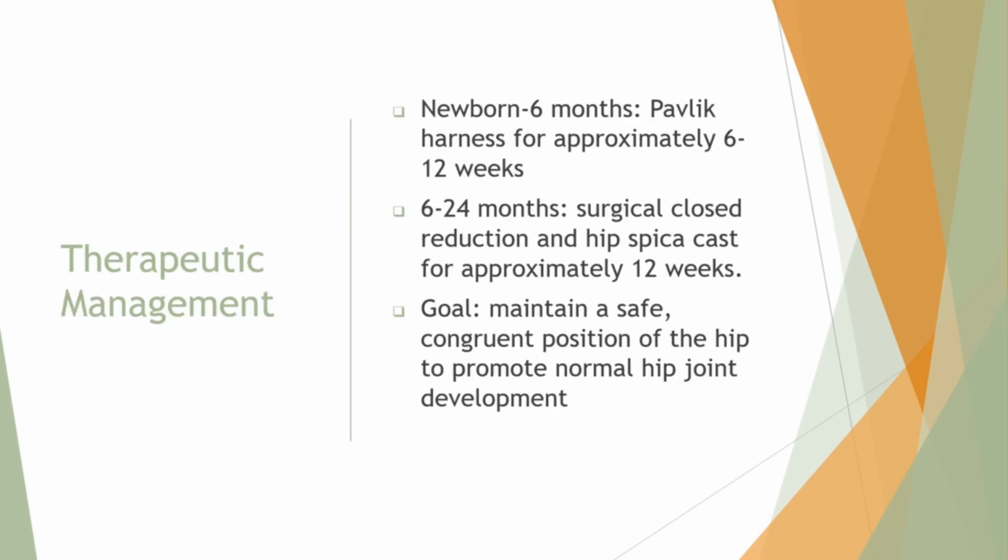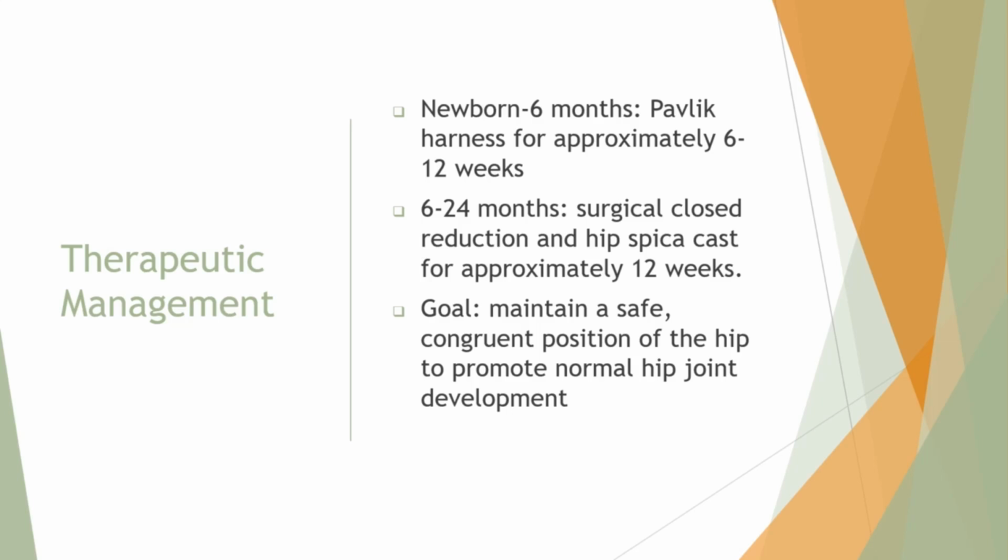Now, therapeutic management. Developmental dysplasia of the hip is treatable, so it's important to treat as soon as the condition is recognized, because then that's when it's going to be most successful. This is going to vary with the child's age and the extent of dysplasia. So for newborns up to 6 months, they typically will be in the Pavlik harness for approximately 6 to 12 weeks. And then if they're between 6 to 24 months, they often will have a surgical closed reduction in a hip spica cast, and that's going to be on for about 12 weeks.